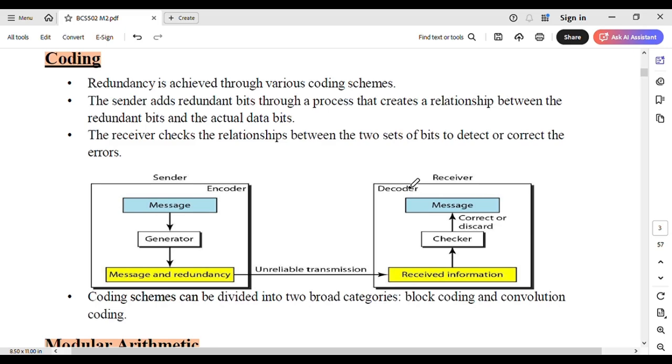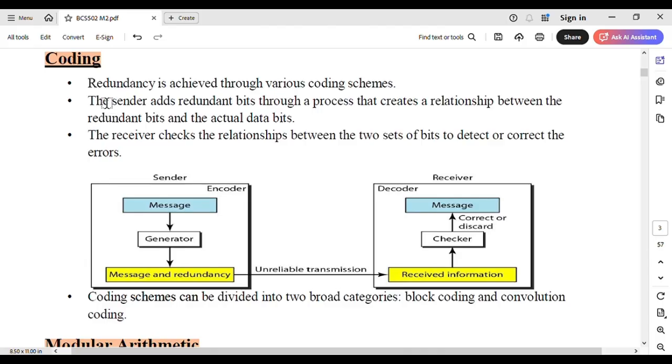Hi friends, in this video I will explain the definition of coding and modulo arithmetic operations for 5 marks. So first of all, we need to define coding.